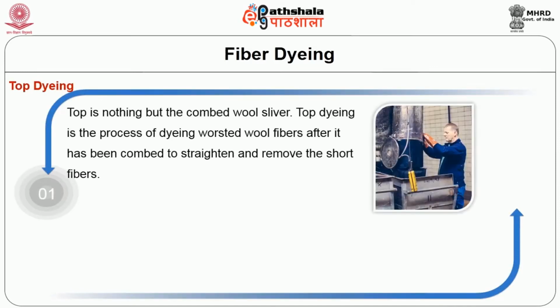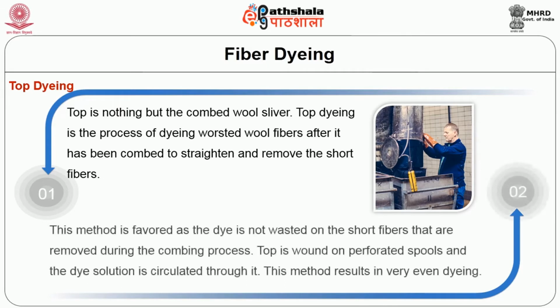Top is nothing but the combed wool sliver. Top dyeing is a process of dyeing worsted wool fibers after it has been combed or straightened and the short fibers removed. This method is favored as the dye is not wasted on the short fibers that are removed during the combing process. Top is wound on perforated spools and the dye solution is circulated through it. This method results in very even dyeing.